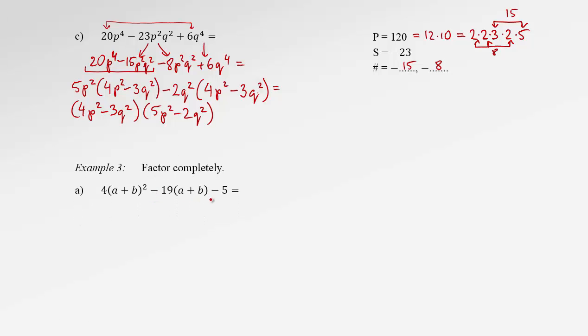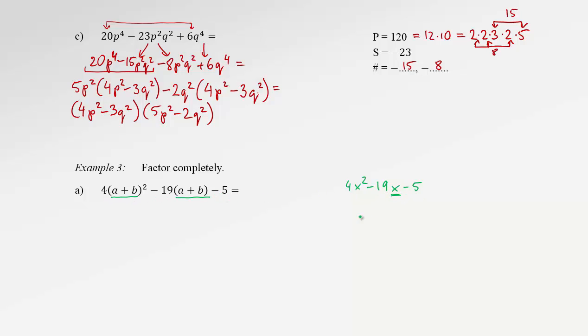Well, let's look at this example. This time we have something that is very similar to a quadratic trinomial, but has a plus b in a bracket. So I will suggest that we treat this a plus b as a new variable, as a new thing. This could be like a package. So the whole question is related to the regular 4x squared minus 19x minus 5 question. If we know how to factor this, we should be able to factor that.